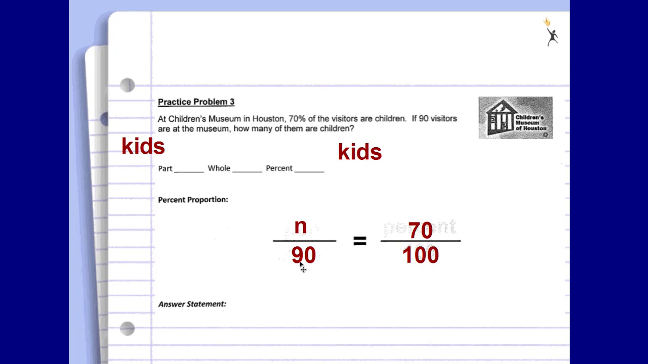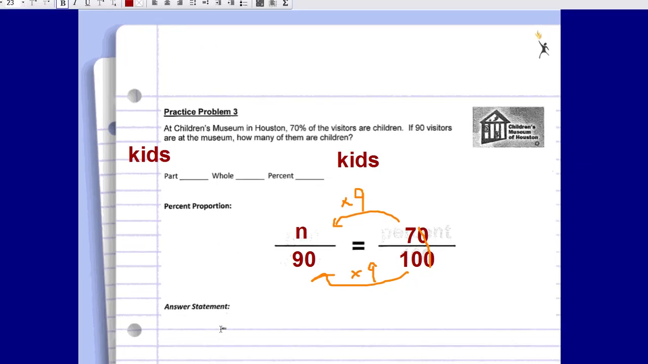Can we use a scale factor to go from 100 to 90? No. So let's simplify. Again, we lucked out. They both end in a 0, so cross them off. Can we go from 10 to 90? Sure. We can do that by multiplying by 9. Use the same scale factor up here with the 7. Multiply it by 9, and 7 times 9 is 63. So your answer statement would be there are 63 children.